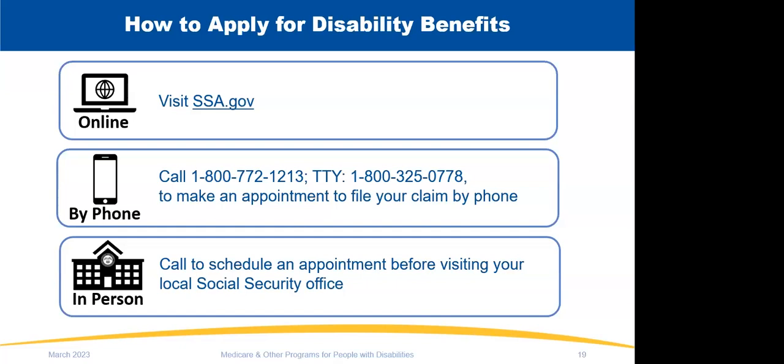If an individual is not comfortable with our online application, my next suggestion, of course, would be to file over the phone. You could call our 800 number that you see here, 1-800-772-1213, schedule that appointment, and someone from Social Security will call at a designated date and time, take that complete application over the phone from the comfort of your home.